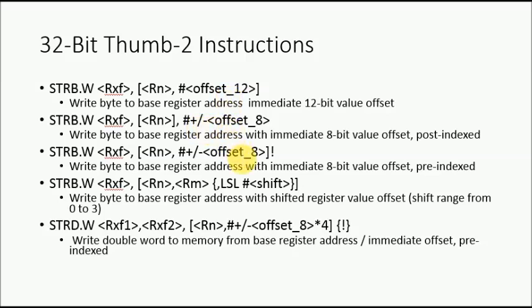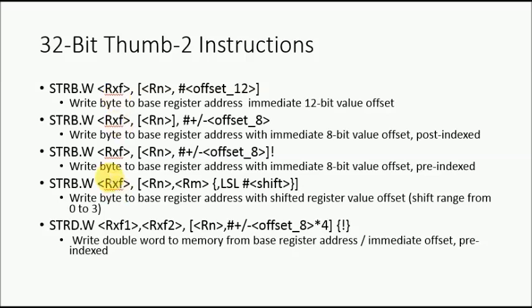This is the post-indexed. And the fourth method is we have to shift the content to the left by the number present in the instruction, that is the shift, and then that will act as the offset. So there are 4 different methods for the calculation of the offset, and Rn has the base address. So base address plus offset is the physical address, and the data present in Rxf will be transferred to the physical address.